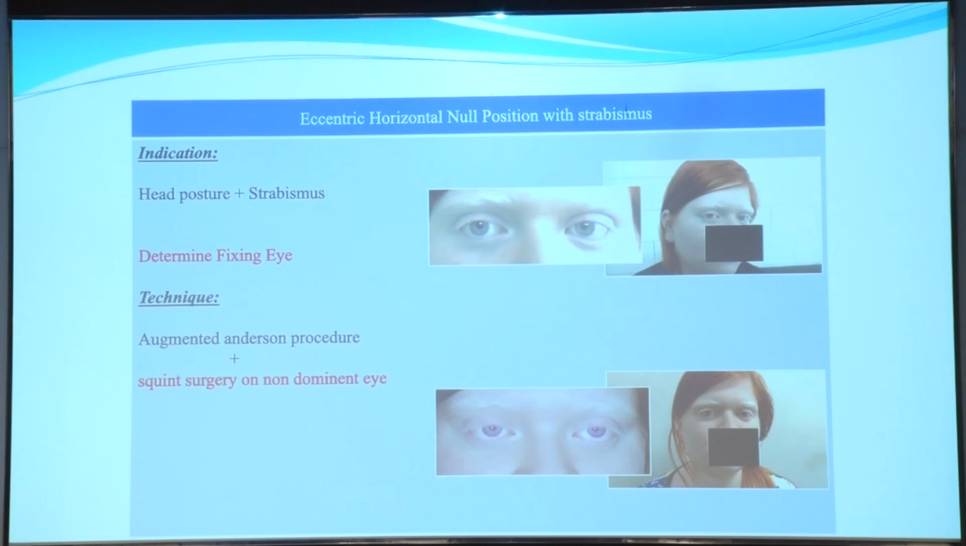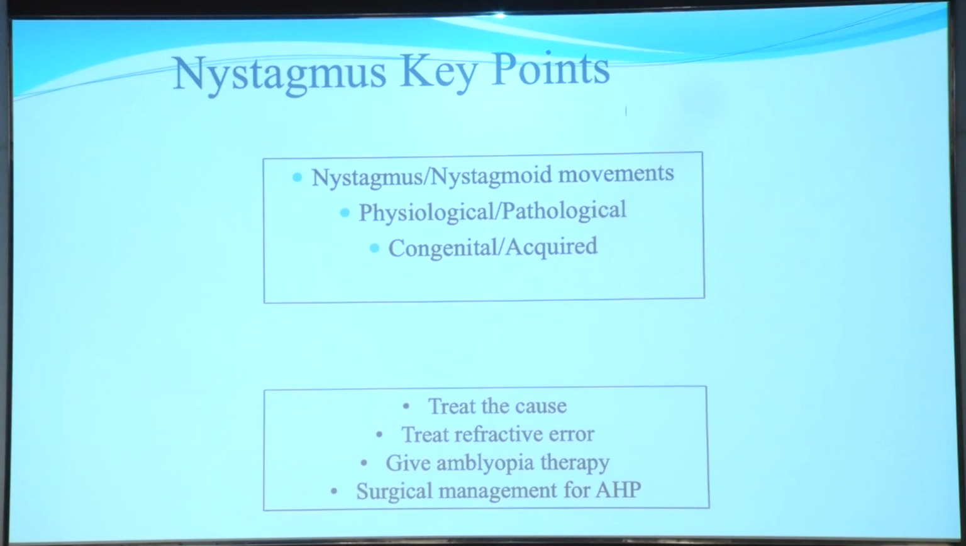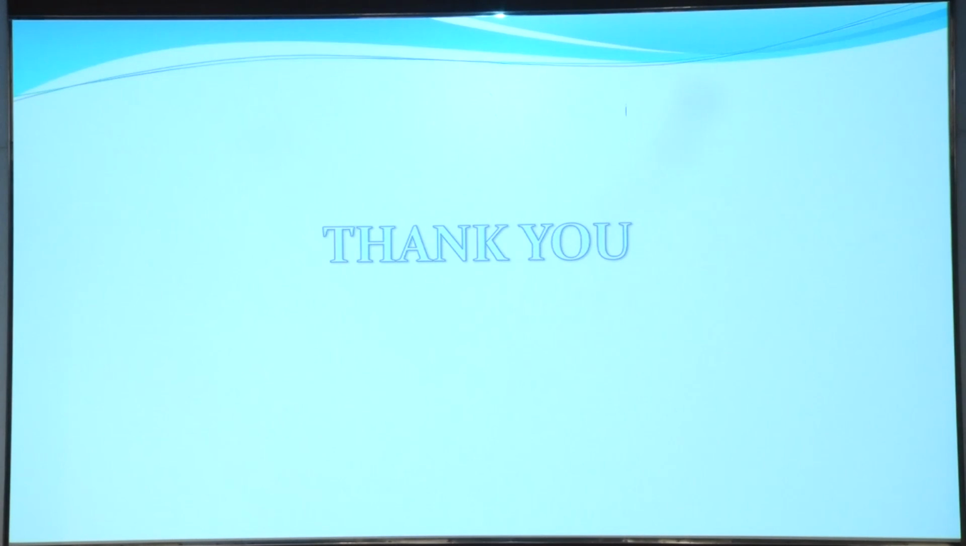This is also a case of INS. In a case of fusional maldevelopment nystagmus, you want to do a bilateral medial rectus recession with posterior fixation, because you want to induce artificial divergence. So as I said, you have to have a very clear-cut idea about nystagmus, whether it's physiological, pathological, congenital, or acquired, and take up your approach accordingly.